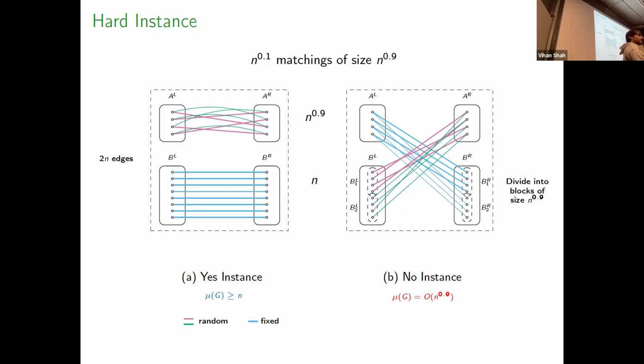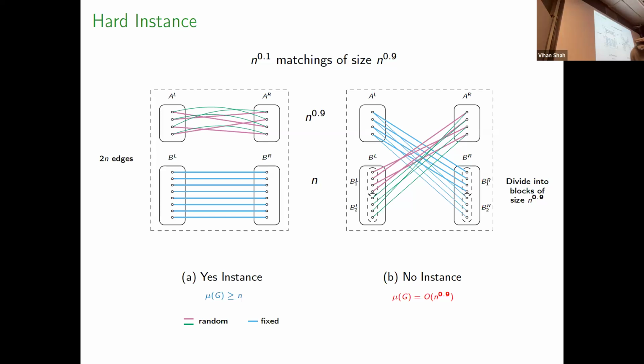And I'll make the number of no instances the same as well. It's going to be this as well. So I'm going to put random matchings over here and fixed matchings. I mean, this is not too important. It is just to make the number of yes and no instances the same.